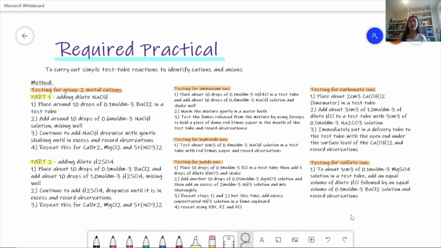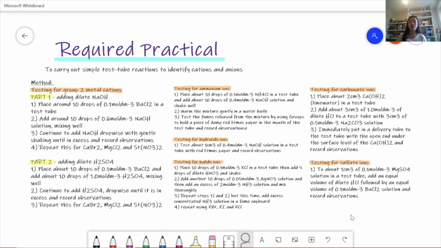So we've got way more of it than we need. It's all reacted already, but we're adding more and more of it in. And then we record the observations. We then repeat this for calcium bromide, magnesium chloride, and also strontium nitrate. For part two of adding dilute sulfuric acid, we place about 10 drops of the barium chloride into a test tube and add about 10 drops of sulfuric acid, and we mix that well. We then continue to add the sulfuric acid dropwise until it is in excess again and record the observations. We repeat this for calcium bromide, magnesium chloride, and strontium nitrate.